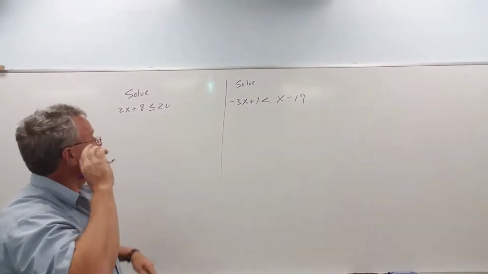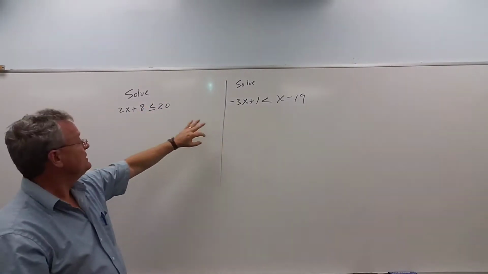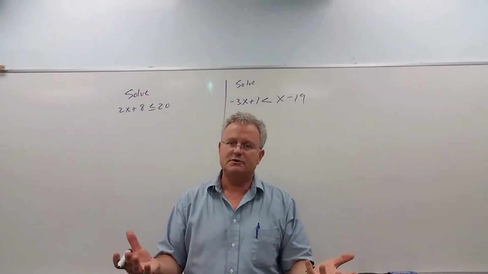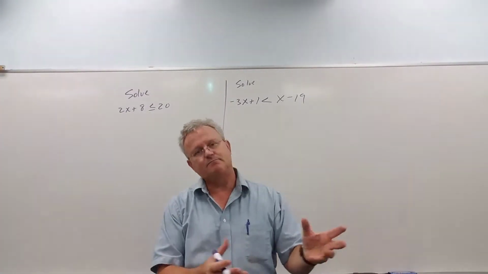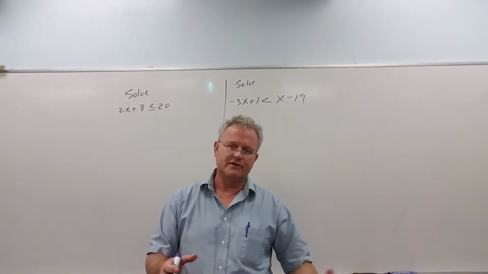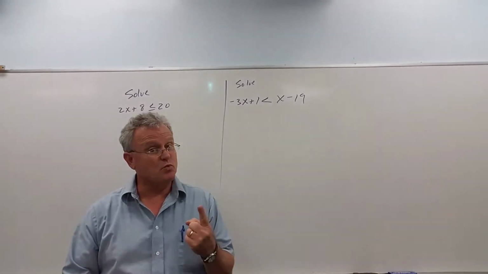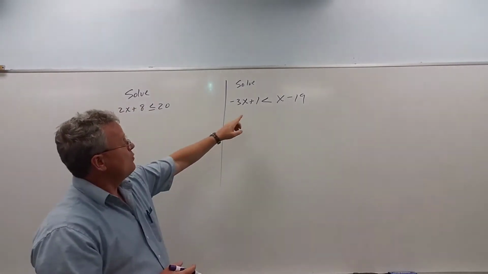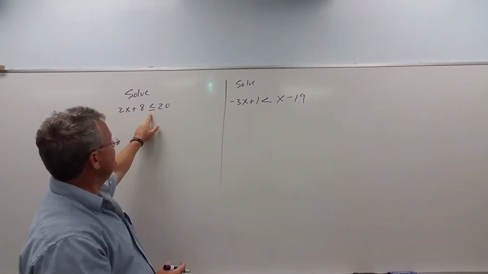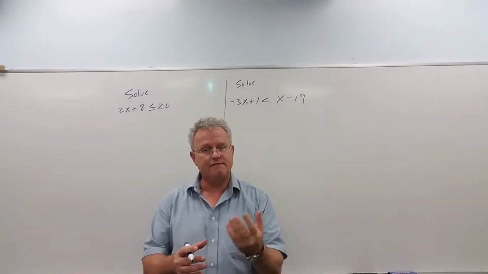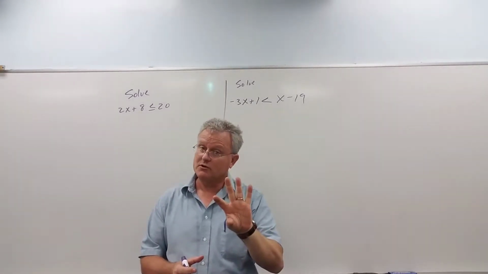All right, so now we're going to solve these two inequalities. The one rule: we solve inequalities just like we solve equations. Get x by itself, move everything to the other side. Just like we do equations, there's just one difference. When you have an inequality, if you divide or multiply both sides by a negative, you've got to reverse the inequality.